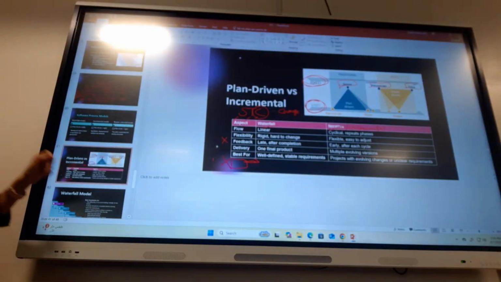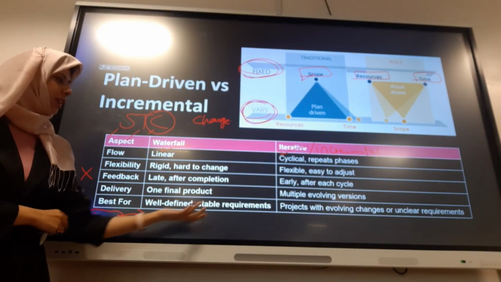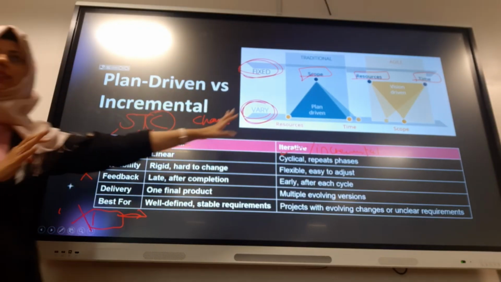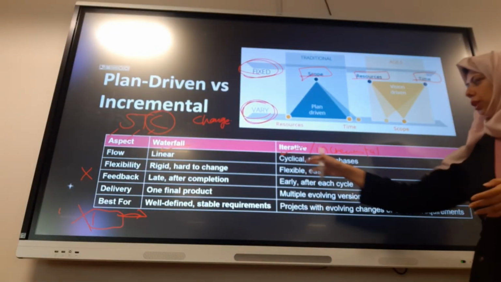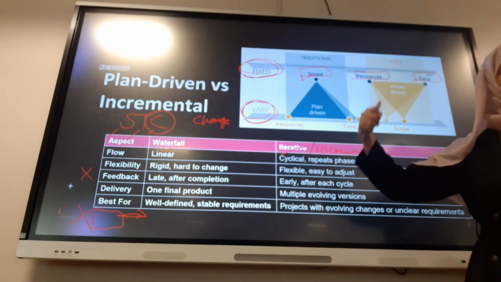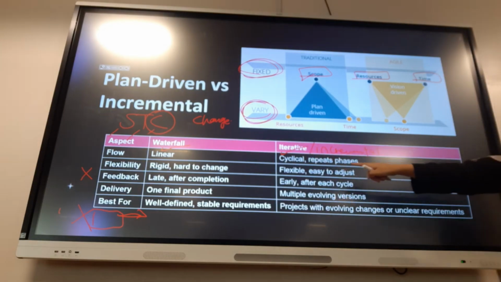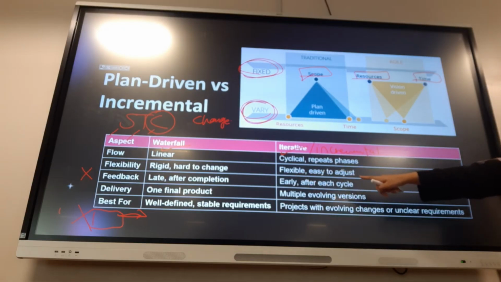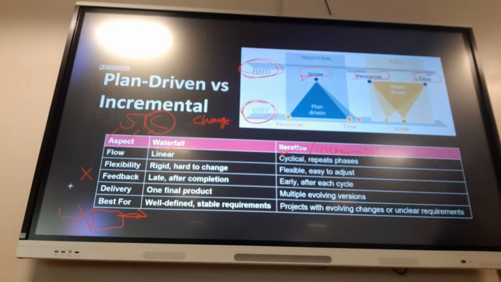So this is best for the well-defined scope, stable requirements. And again, think of all three: they are fixed, they are stable. On the other side, I have iterative. They work with repetition. They're cyclical, so they can repeat in lots of iterations in an incremental way. They are flexible. You can easily adjust and change at any point of time. And here, feedback is taken early after each cycle.